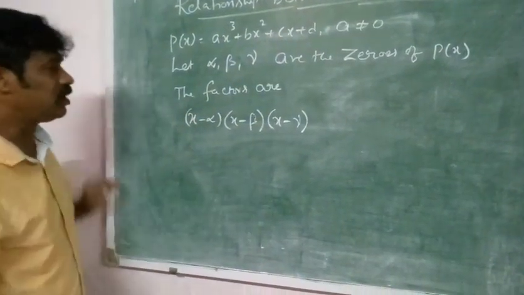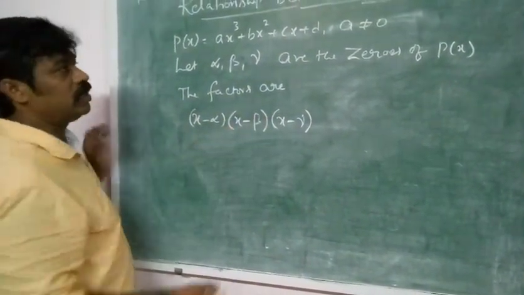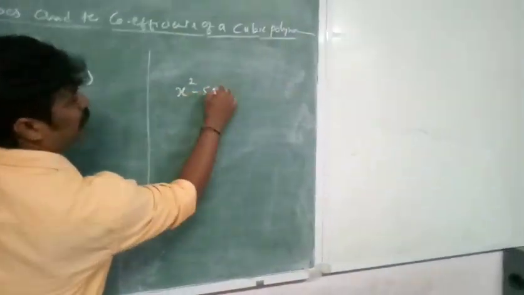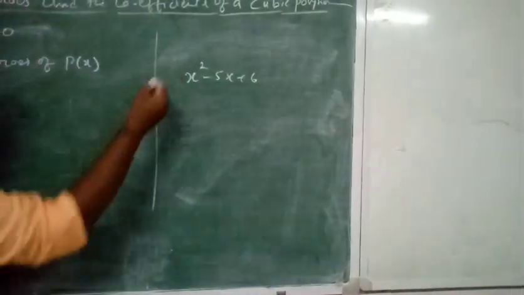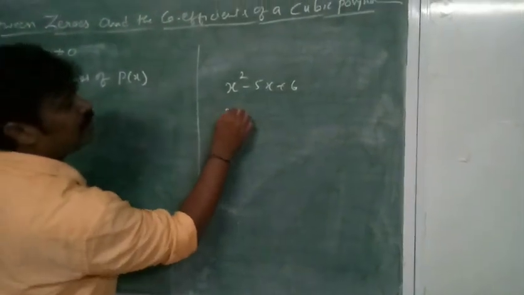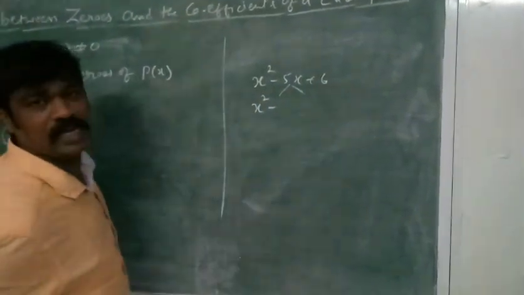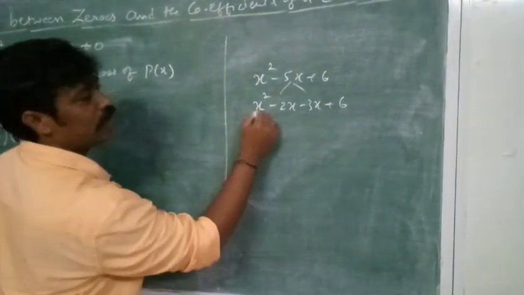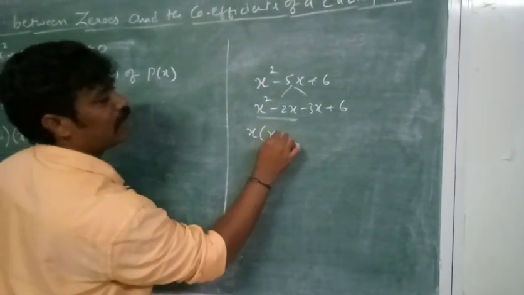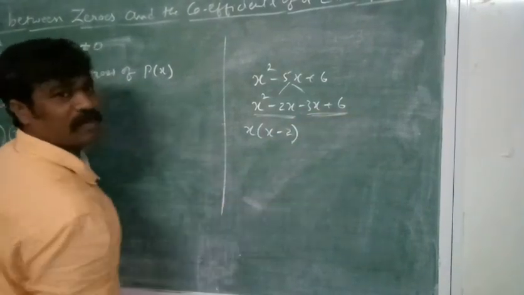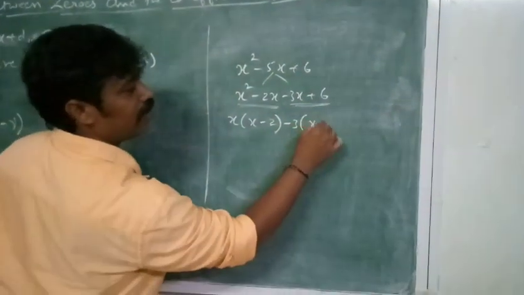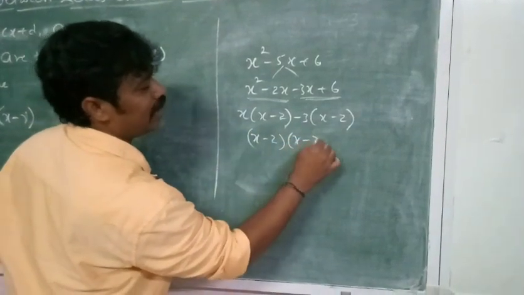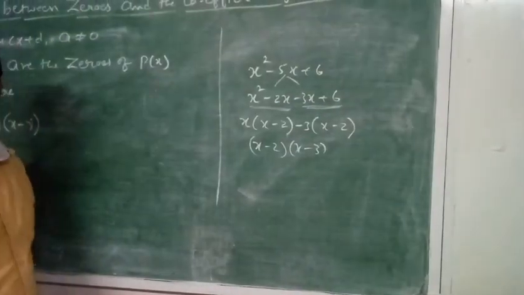So if you multiply, similarly in the last class also we have learned. For example, if you take any quadratic polynomial, x square minus 5x plus 6. If you find its factors, we can write it by splitting the middle term, as x square minus 2x minus 3x plus 6. Now in these two terms, if you take x as common, you will get x minus 2. In these two, if you take minus 3 as common, then again you will get x minus 2. So x minus 2 into x minus 3. Again, in these two, take x minus 2 as common.